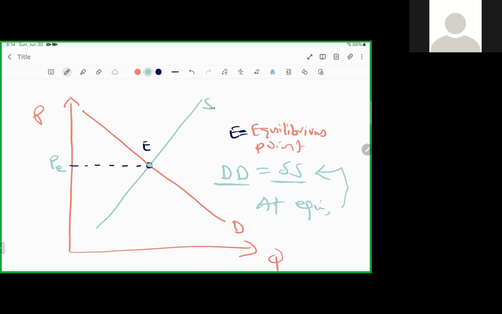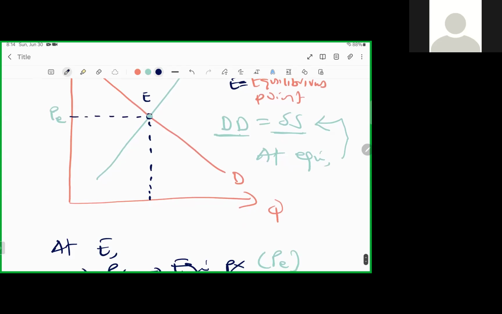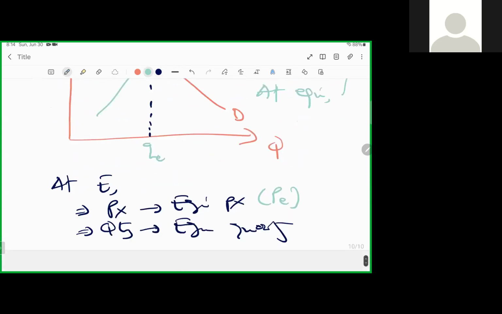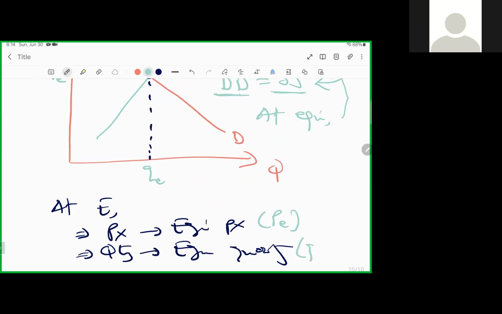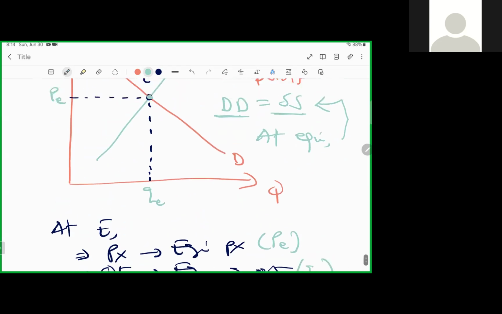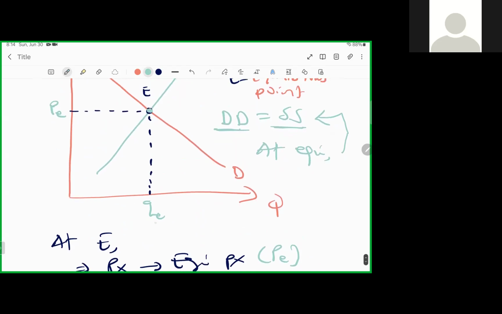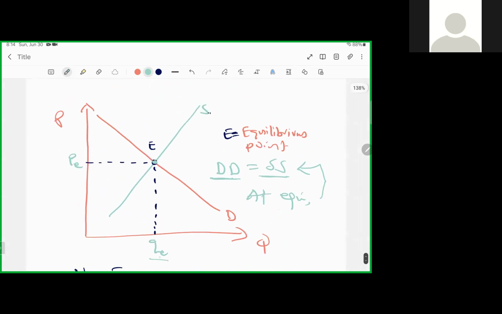To get the equilibrium quantity, we trace it to hit the quantity axis. This particular point on the quantity axis is called the equilibrium quantity. So here we're talking about QE, and this QE is the equilibrium quantity.